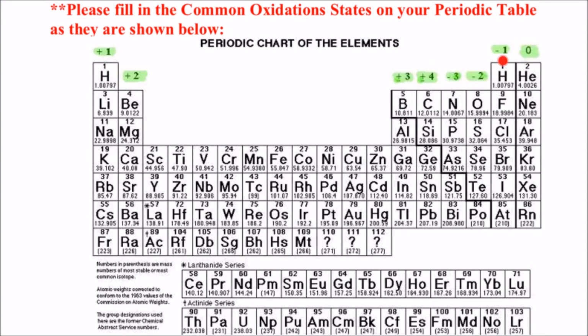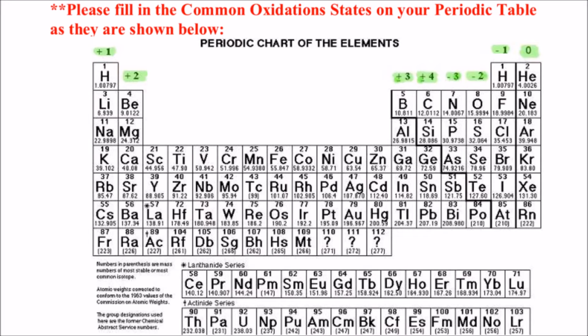Now your periodic table doesn't look like that. It doesn't have a hydrogen over here. So you need to either add it in or write yourself a little reminder that hydrogen can be a -1 also. Okay? You need to memorize these. You need to be able to quickly look at your periodic table and know that calcium is a +2 because it's in that second column.